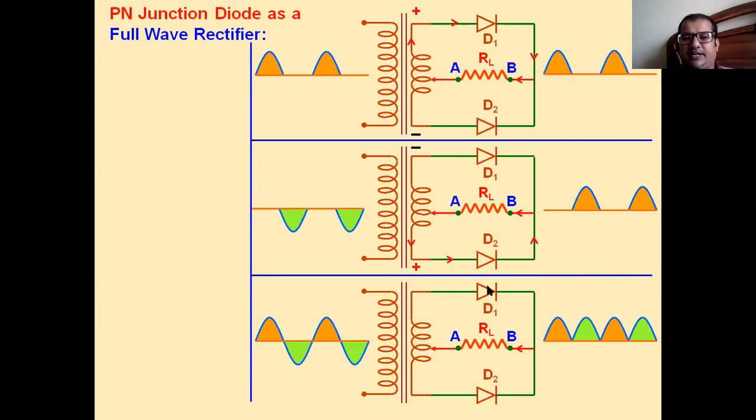Thus, the rectifier using two diodes D1 and D2 acts as a full wave rectifier.